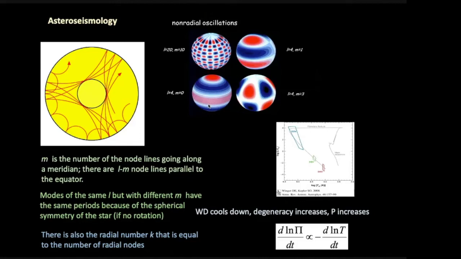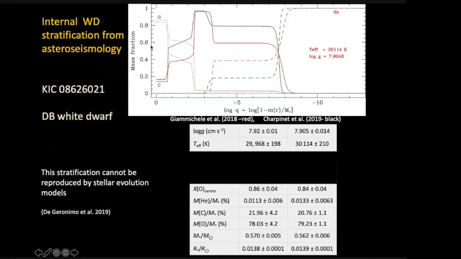A very interesting and very controversial result was published in the last two years by Giammichele et al., and then redone and refined by Charpinet et al. Essentially, this is a DB white dwarf, with this interesting name. The analysis of the non-radial pulsations and the photometry has provided gravity and effective temperature for this object. And we know the mass also. So they've been able to derive the internal profile of carbon, oxygen and helium within this white dwarf.